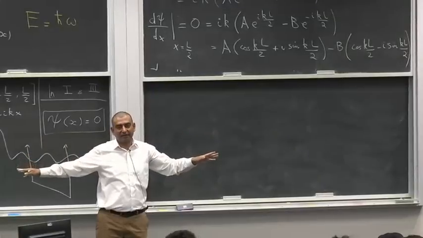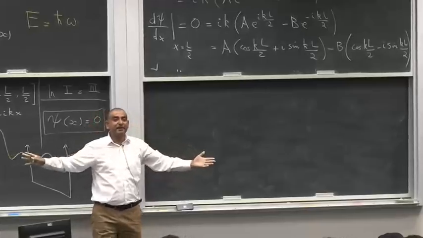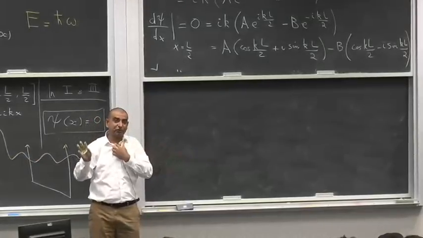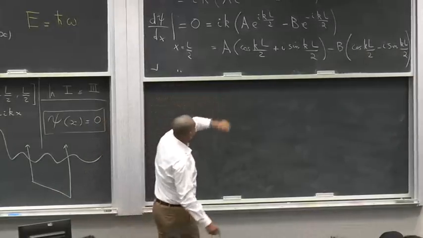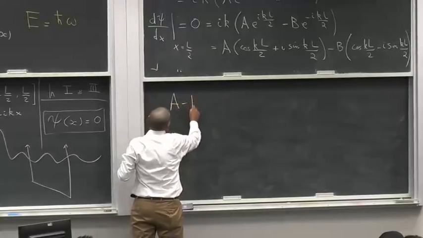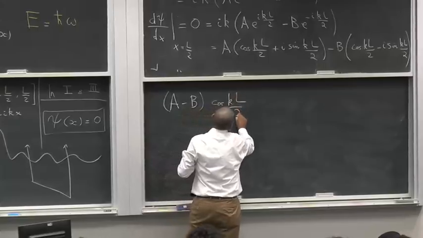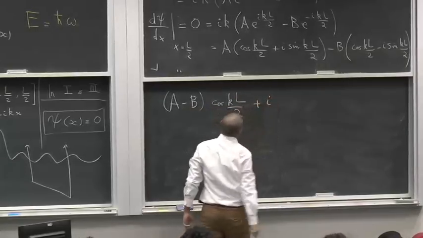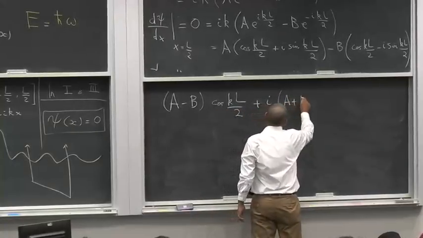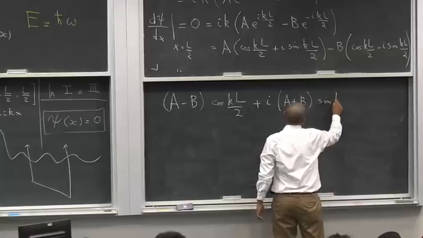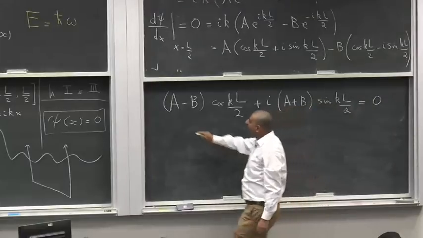This is what's happening over here. We are going on a tortuous path, but it's actually systematic, extremely systematic, and I'm going really slow so that everything can seep into you. Now I have this expression over here: (A minus B) cosine kL over 2 plus iota (A plus B) sin kL over 2 equals 0. Now I have this equation.